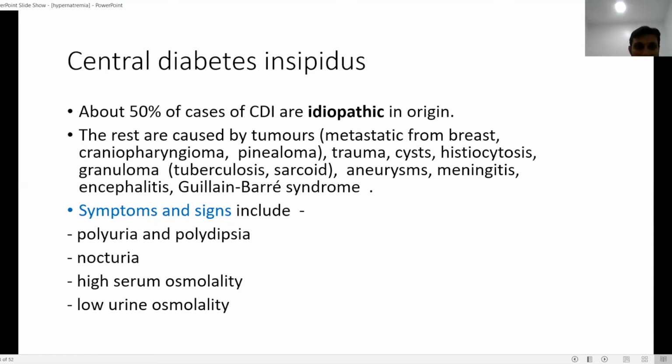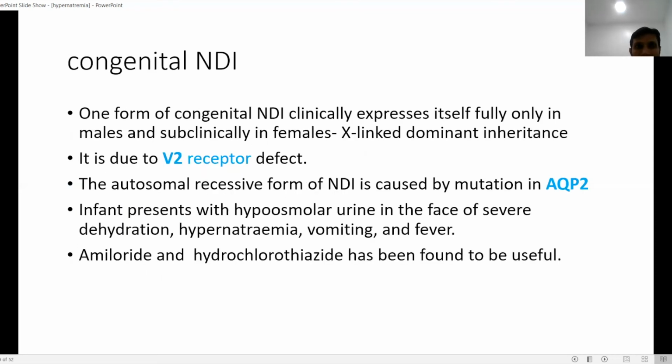What are the signs and symptoms? Polyuria, polydipsia, nocturia, high serum osmolality, and low urine osmolality will be there in diabetes insipidus. Then nephrogenic diabetes insipidus, there are two types. One is congenital, one is acquired.